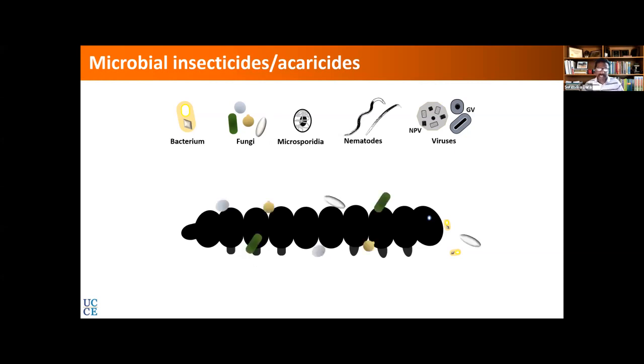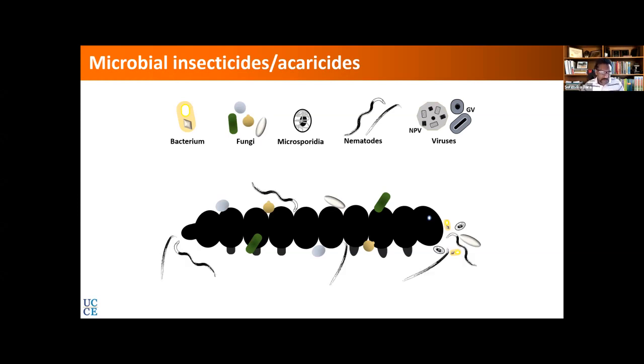Then fungi, when they come in contact with the insect or mite host or arthropod host, they produce these germ tubes. They also release enzymes. They get inside the insect body, multiply, kill the insect, and then emerge, like they produce more spores, and then they spread the infection there. Then microsporidia are related to fungi. They have to be ingested, and they cause infection and kill, and then again they're released into the environment.